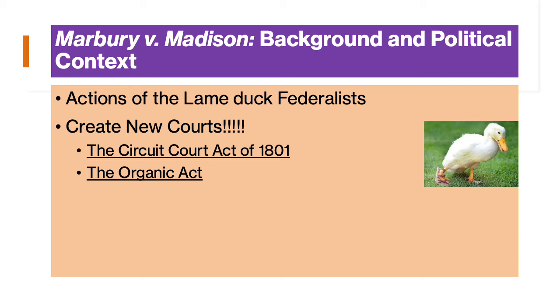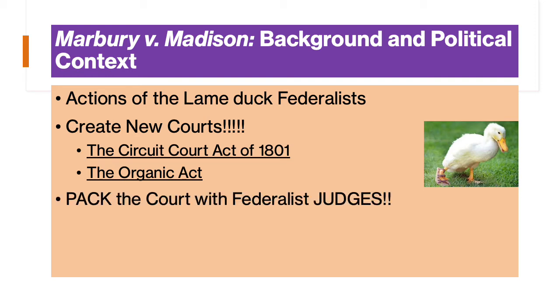The Circuit Court Act of 1801 creates a bunch of new appellate courts, and when you have new courts, you have to have new justices. And the Organic Act basically creates a court system for the District of Columbia, including Justice of the Peace.